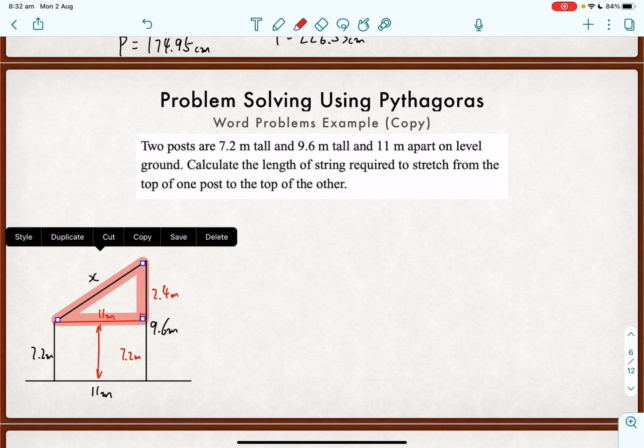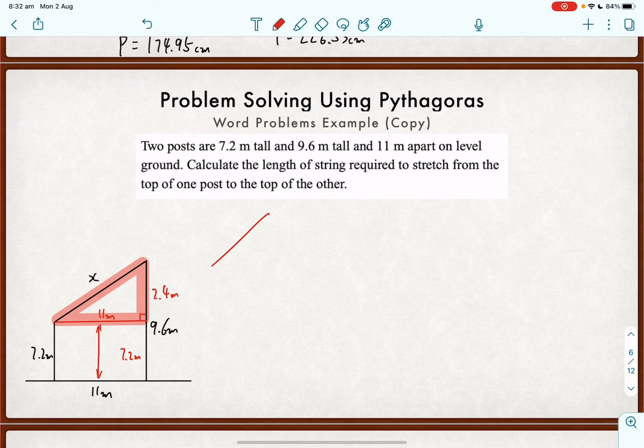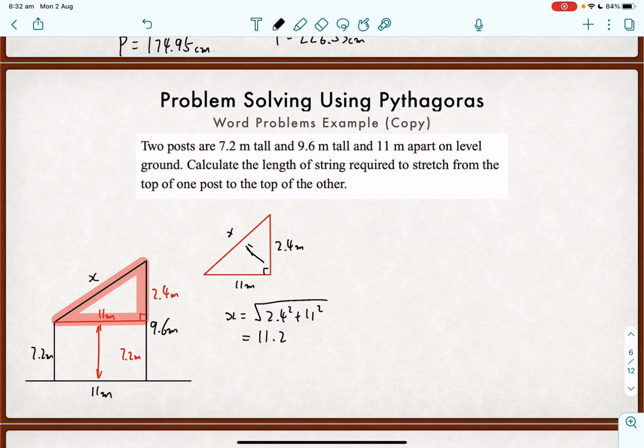So to do that, let's draw that triangle out. And we got all the information we need. That's a right angle triangle. That's 2.4 meters. That's 11 meters. And we want x. So, similar to what we did earlier, the square root of 2.4 square plus 11 square. That would be 11.26 meters. That's it. So that's our solution. Okay. Didn't ask to round it, but yeah. Too easy. Cool. Moving on.